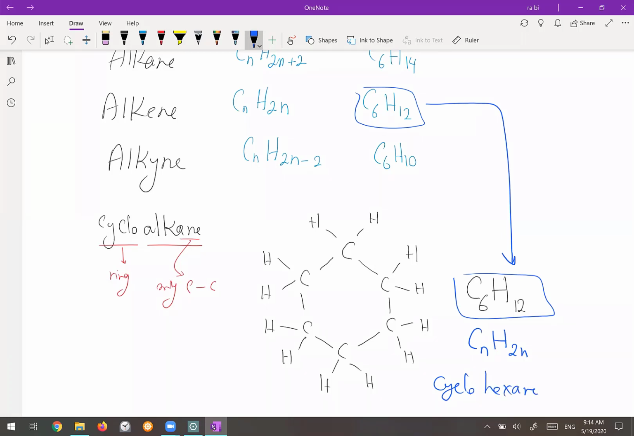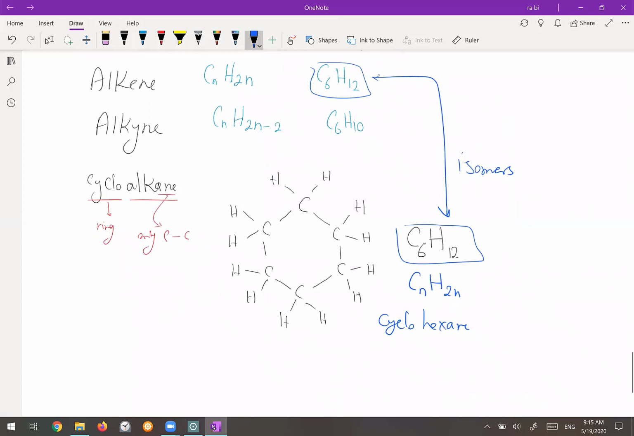They are isomers of each other. They have the same molecular formula, but their structure is different. The alkene is a straight chain hydrocarbon. Cyclohexane or cycloalkane, they are ring structures of the hydrocarbons. So alkene and cyclohexane have the same general molecular formula, and they are isomers of each other.